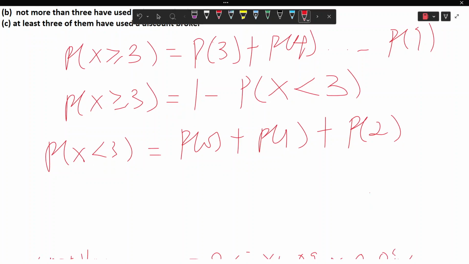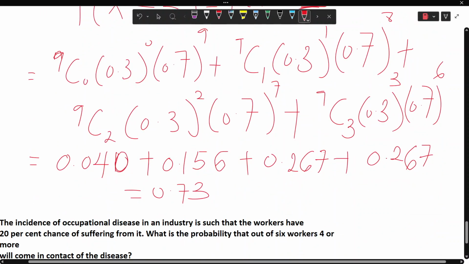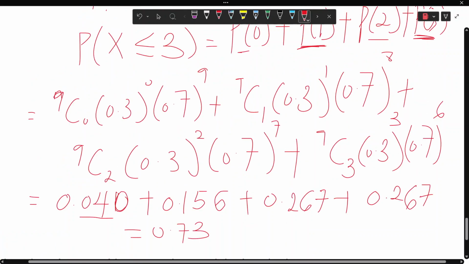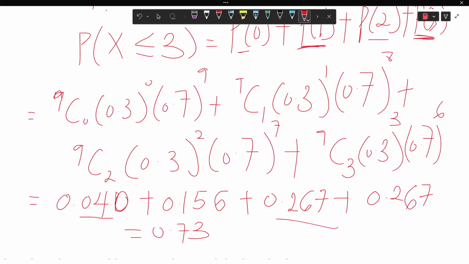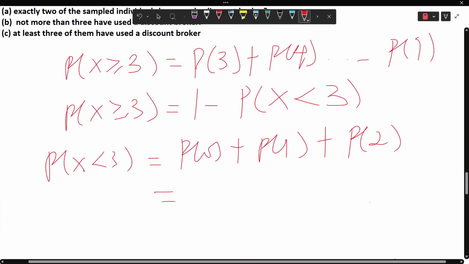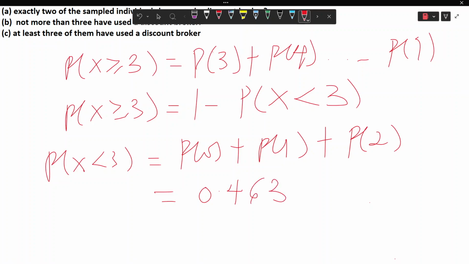So I'm not going to solve this one. I'm just going to pick the values here because I have them here, which is 0.040 and 0.156, which is giving me 0.196. And there are 2, then I'll also pick this one too, plus 0.267, giving me 0.463.